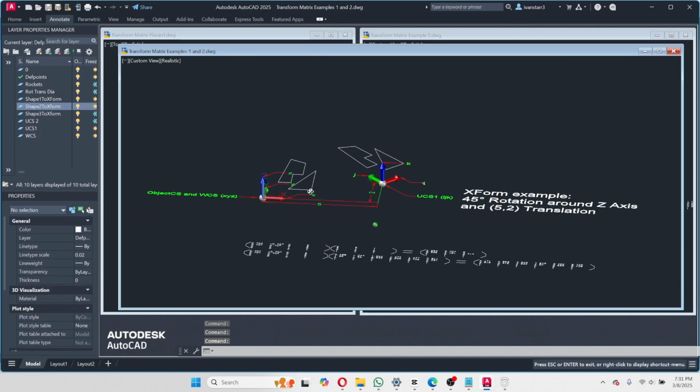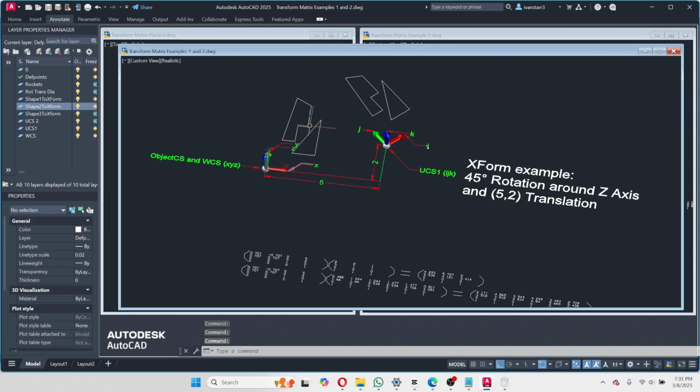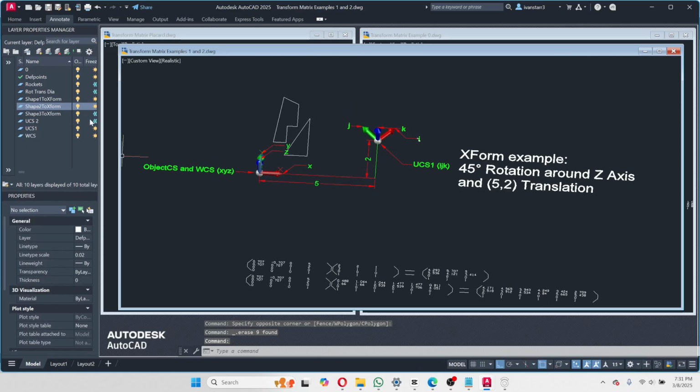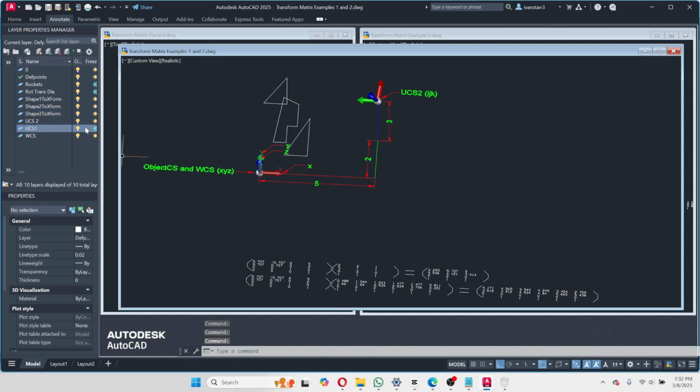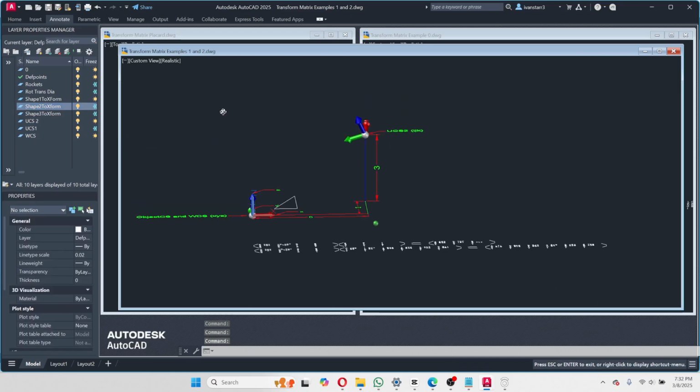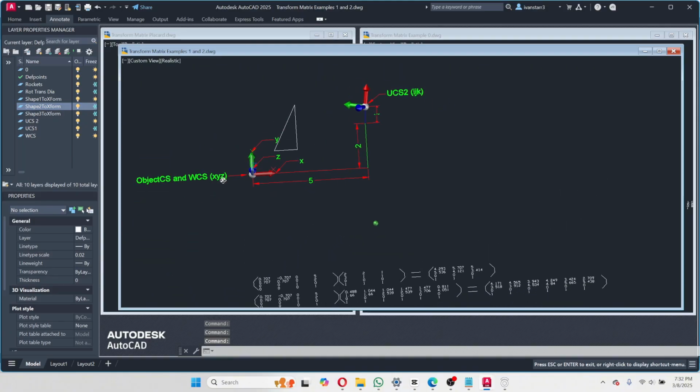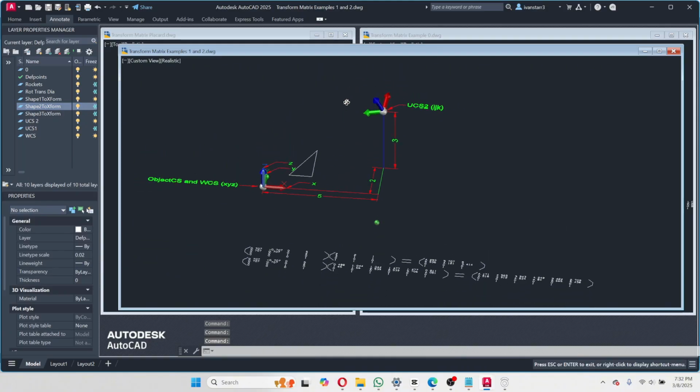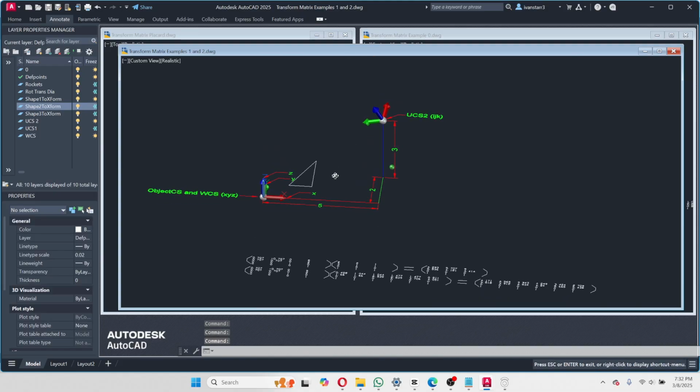Now, just for fun, I think I'll erase these guys here first. And now I'm going to bring out a more arbitrary user coordinate system. We're going to say goodbye to UCS1 and hello to UCS2. All right. So let's go back and map this simple triangle to this much more arbitrary user coordinate system.